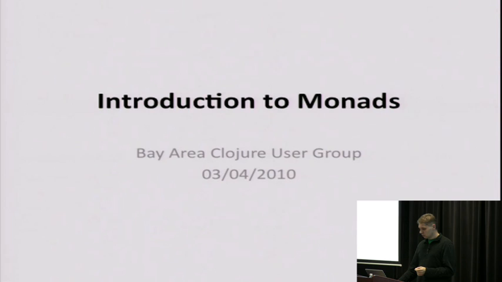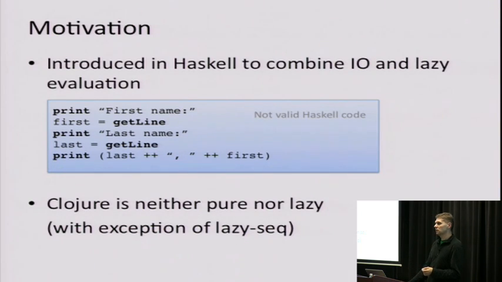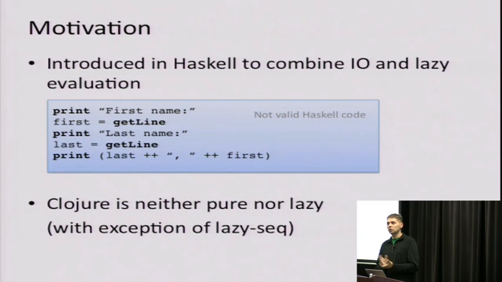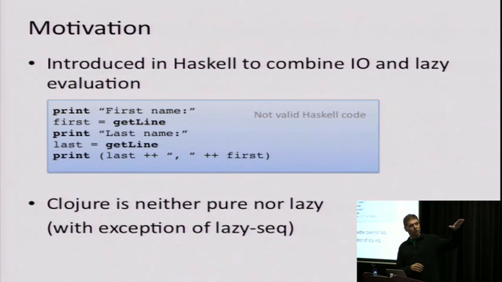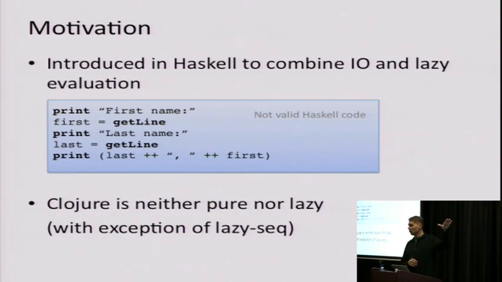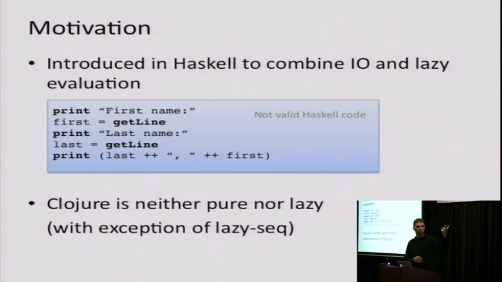So monads were introduced into Haskell. Haskell is a lazy and pure functional programming language. It's actually extremely lazy. When you write something like first equal getLine, you assign the function getLine to first. You don't execute it. So getLine actually reads one line from the standard input.